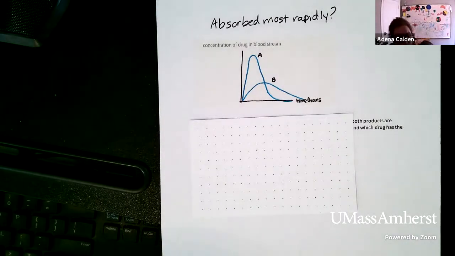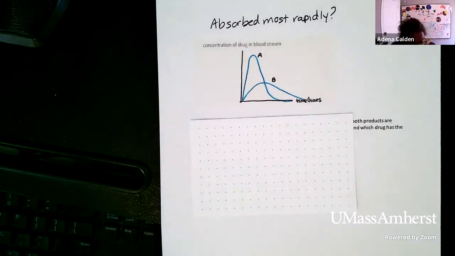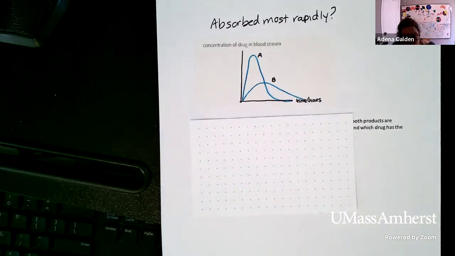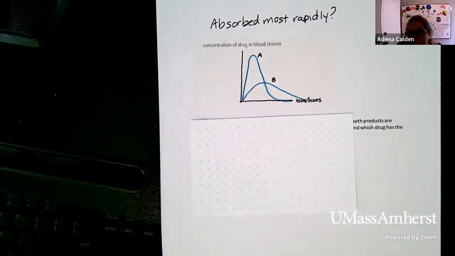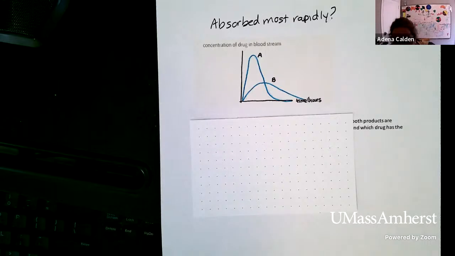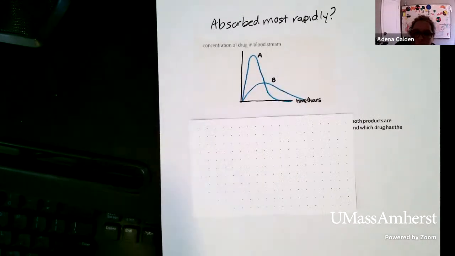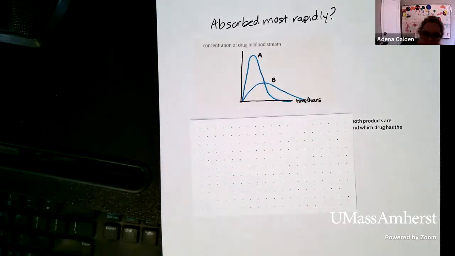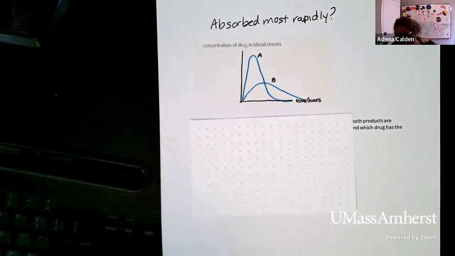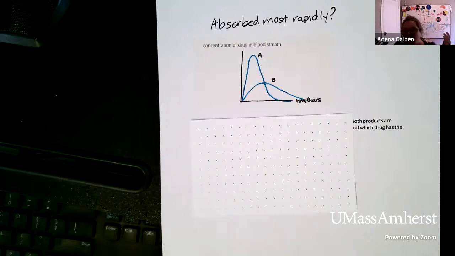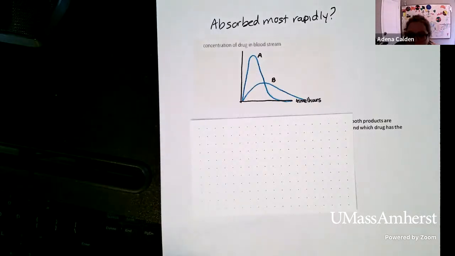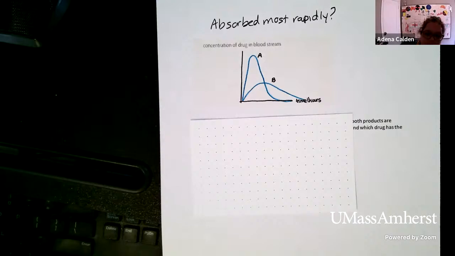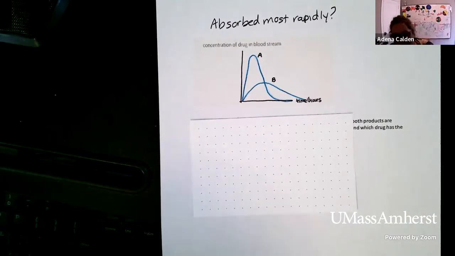Okay. So how do we reason through which one is absorbed most rapidly? Remember that this particular function is talking about the amount of drug in the bloodstream. So we're asking which one is entering the bloodstream fastest, and then, secondarily, which one's going to peak first, right? It's going to peak first because it was absorbed faster. So which one reaches its peak first?